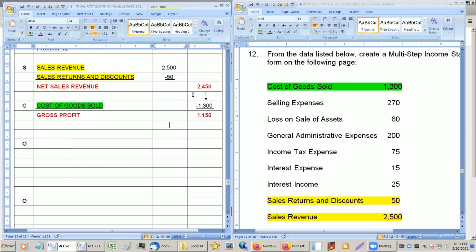Okay, so our sales revenue minus our cost of goods sold is our gross profit. This is exactly like we did before. This is our sales. They return some stuff, but this is what we sold. This is our cost of goods sold. This is how much we made just on selling the goods. Okay, I'm gonna move my O up here.